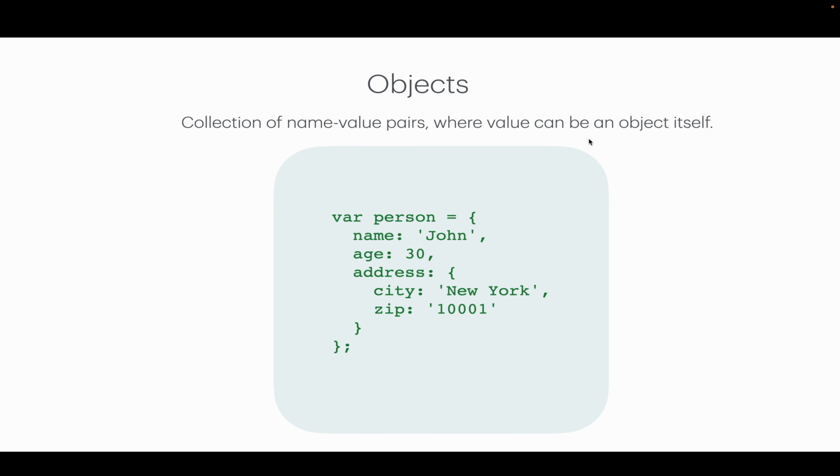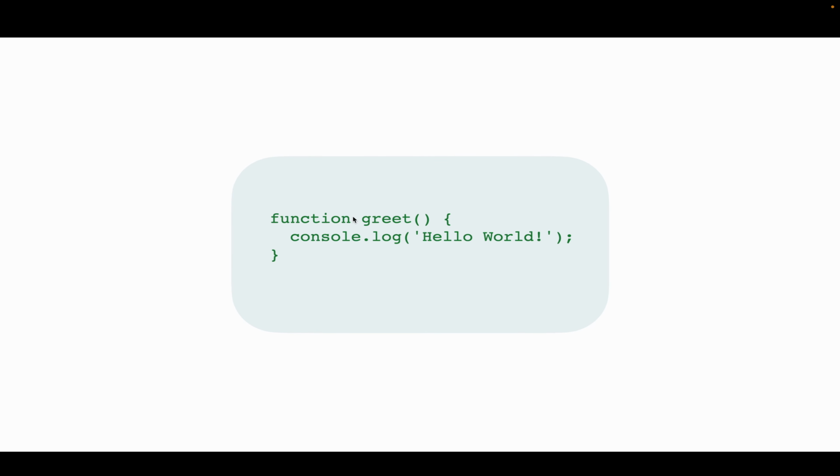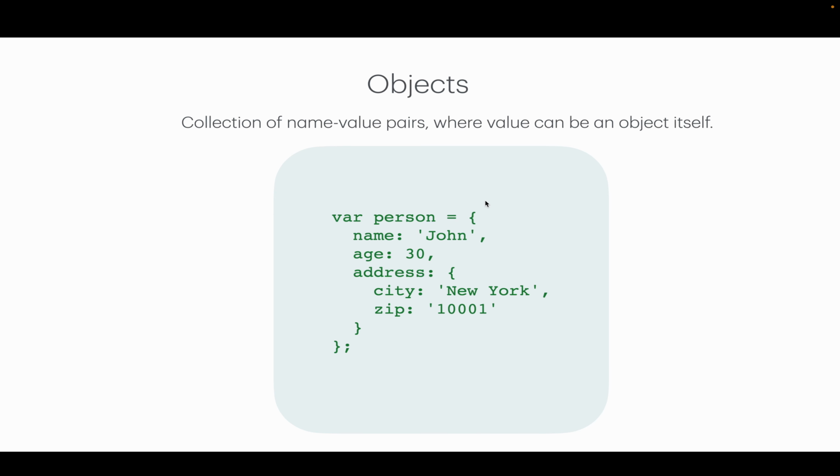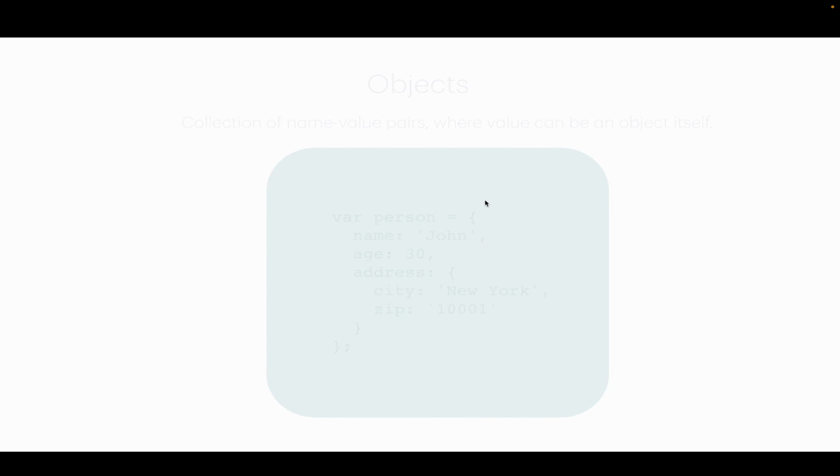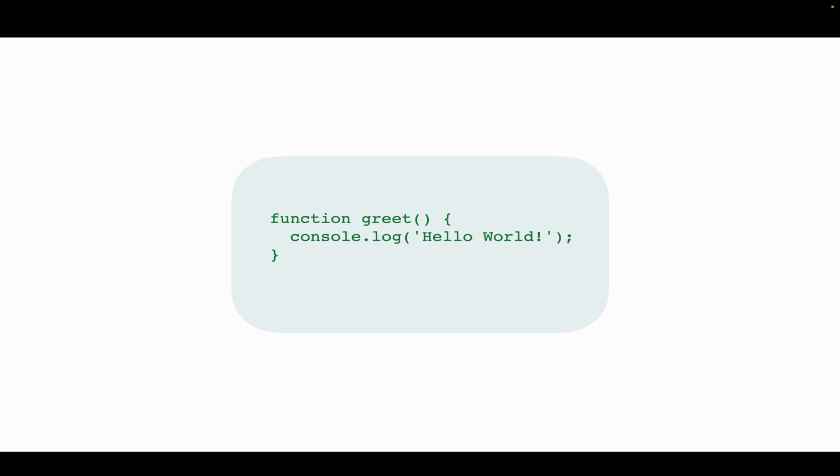Now going back to our statement, objects are collection of name value pairs where value can be an object itself. Now this might be making more sense. Moving on to functions. This is how we define functions. This is one of the ways to define functions in JavaScript using function keyword.